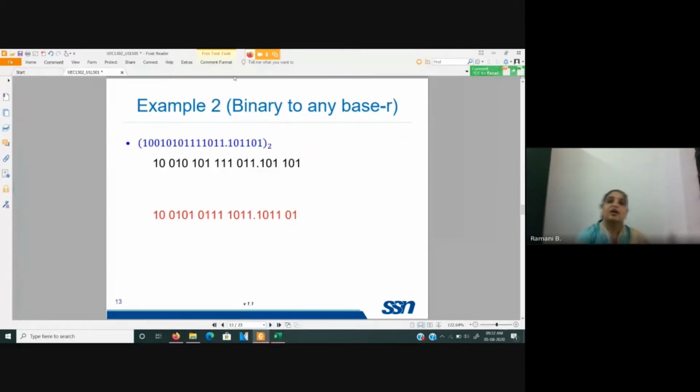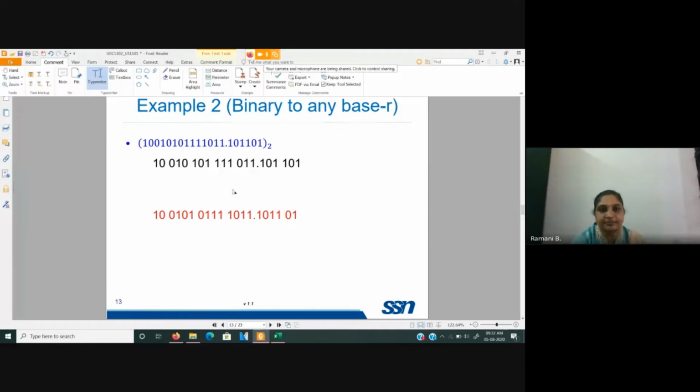Okay. So now considering this binary number, as I was mentioning, the octal digit will have 3 binary digits. So what we do is, with respect to the integer part, we group the binary digits from right to left. And with the fractional part, we move from left to right. So I have just split it down this way.